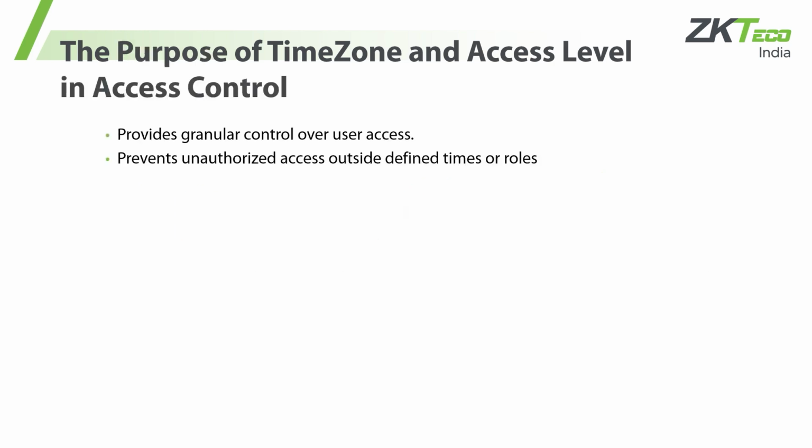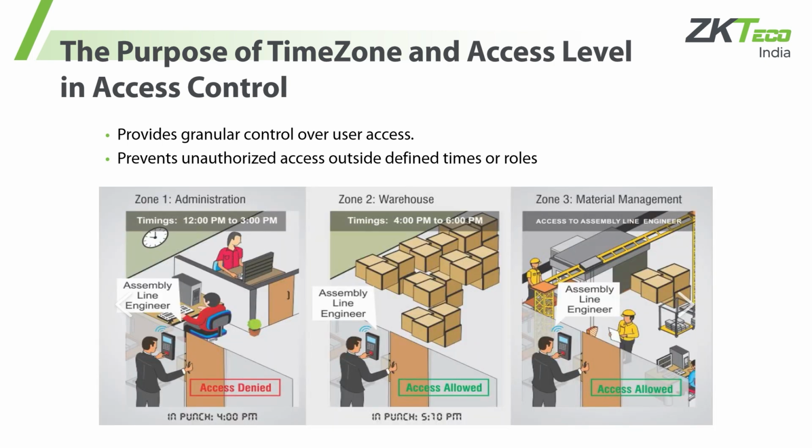So what role do time zones and access levels play in access control? There are two main points. The first is that they provide granular control over user access. The second is that they prevent unauthorized access outside defined times or roles. As shown in the figure.